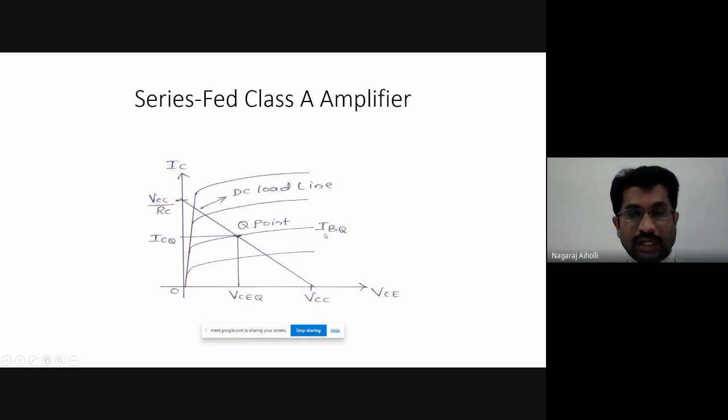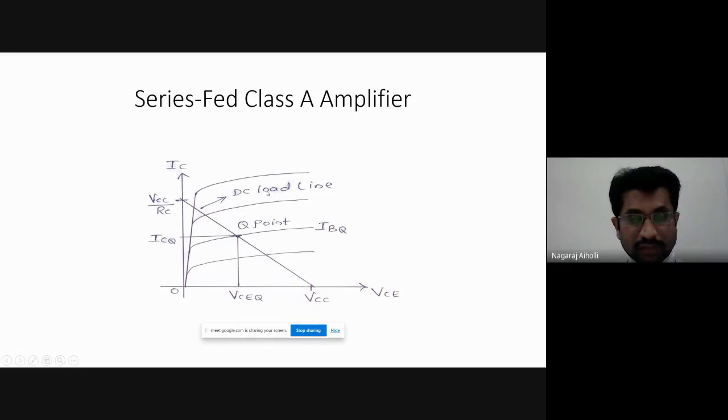Similarly, for the next one, let us say IB is 10 microampere. First, when VCE is less, IC is also less. As I increase VCE, IC will increase, and when I further increase VCE, IC will remain almost constant. So like this, we are getting different curves for the different values of the base current. That is the graph of IC versus VCE.